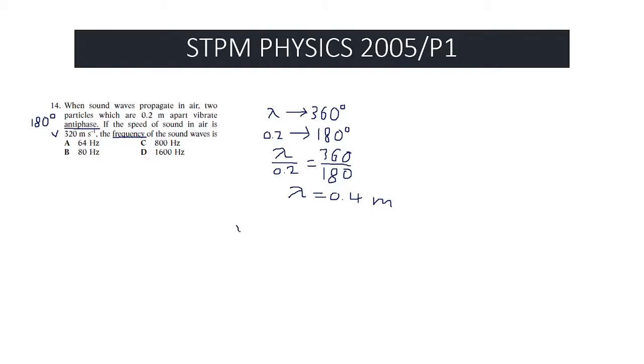And now we just use the formula V equals F lambda. Now V is 320, F, and wavelength is 0.4. So we get a frequency equal to 800 Hertz. So the answer is C.